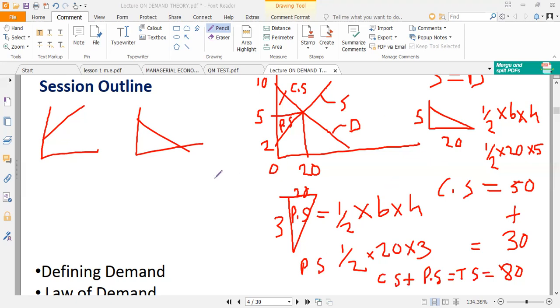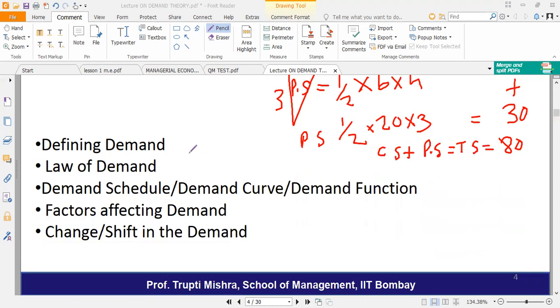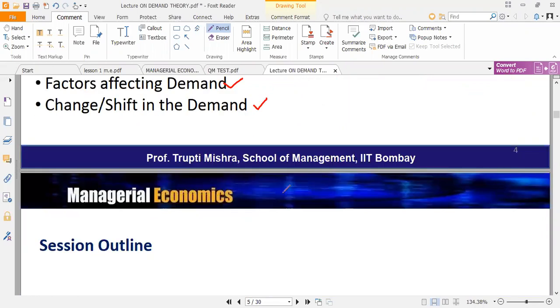So a quick recap. We need to learn how to define demand. We also need to learn the law of demand. We need to understand the demand schedule, the demand curve, the demand function, and the factors that affect demand and the changes in the shifts of demand. These are part of what we call the demand theory.